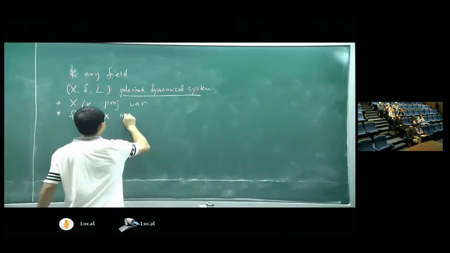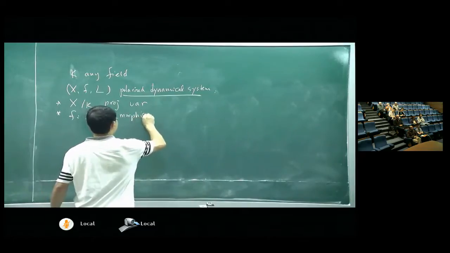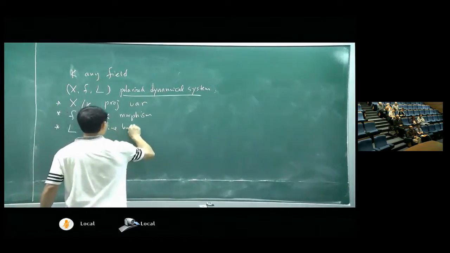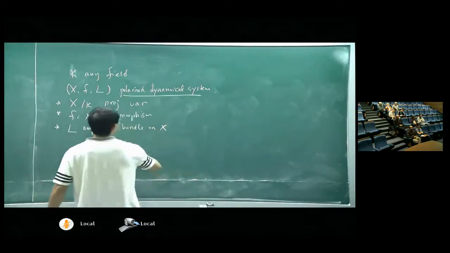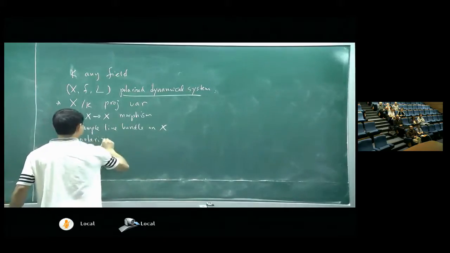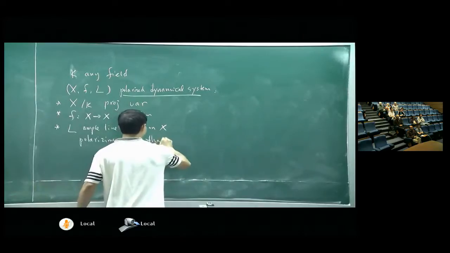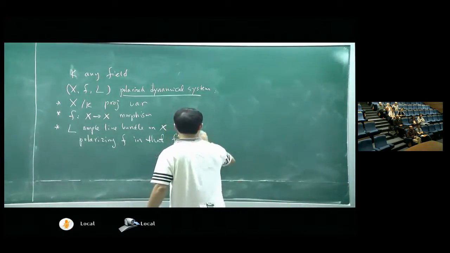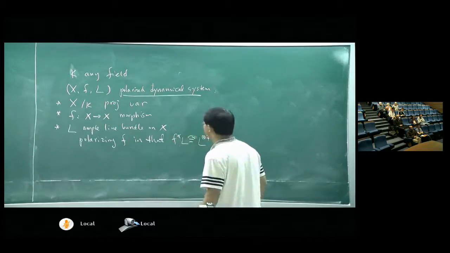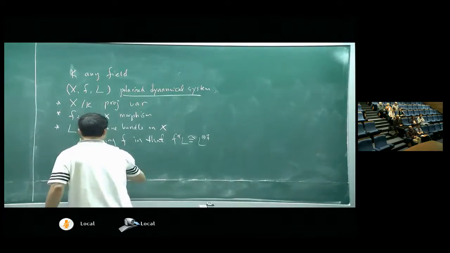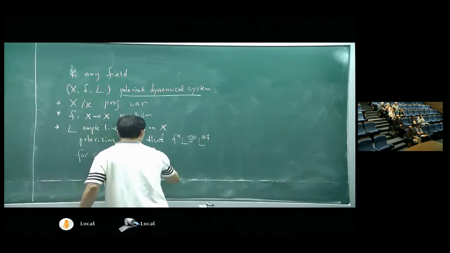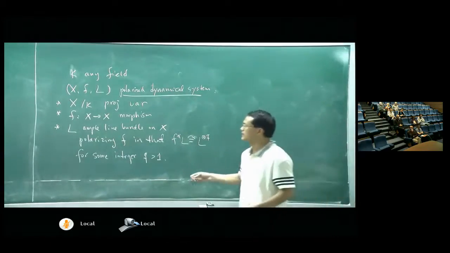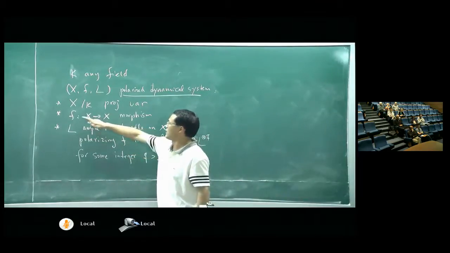f is the self-map. L is an ample line bundle. Polarized by f means that L is an eigenvector of f, that is, f*L is L to the power q for some integer q greater than 1. The goal in this setting is to study the behavior of the iteration of f on X.